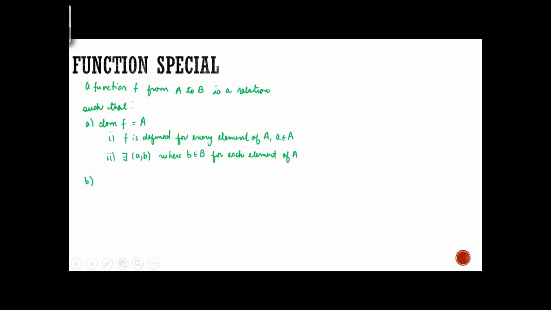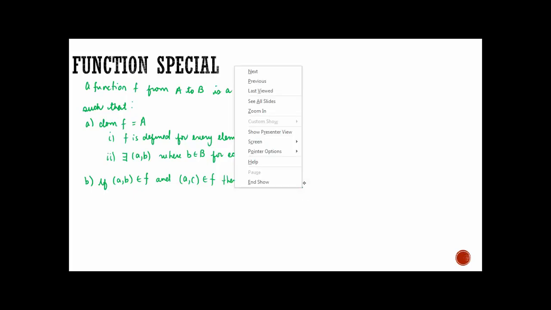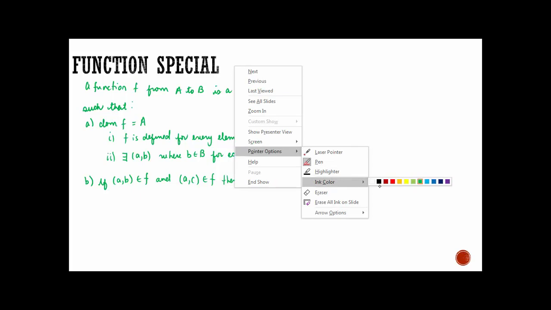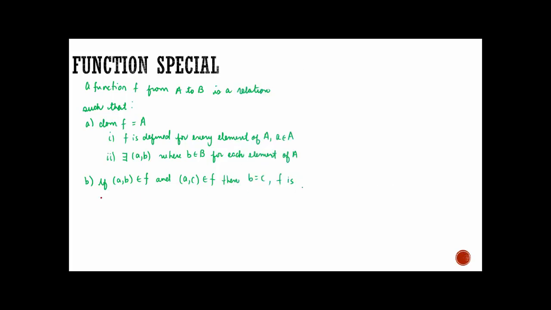If (a, b) and (a, c) are elements of this set of functions, then that means that b has to be equal to c. Okay, which means that f is single valued. Let me make that in a different color. Single value.